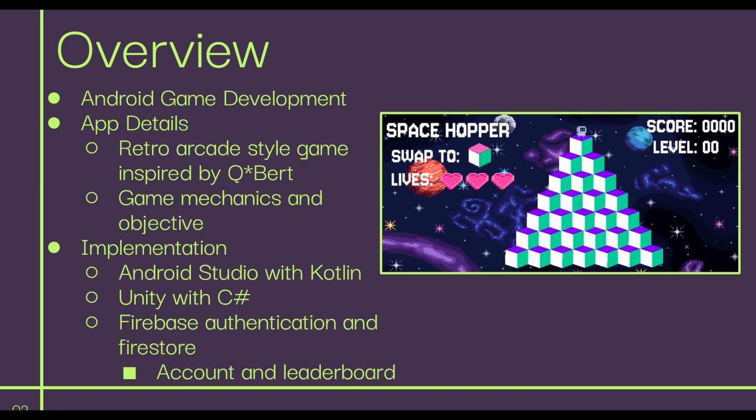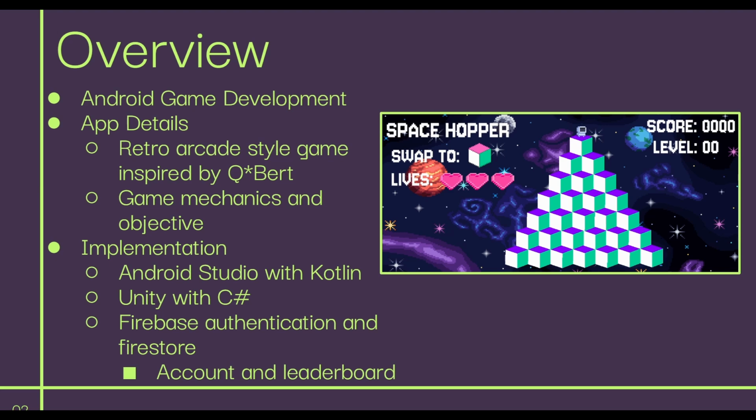And for the enemies in my game, I have meteors that just go through the columns to hit the player. The game objective is to land on every square to flip the color. So once you land on every single square in the map, it'll move you to the next level and reset the map.